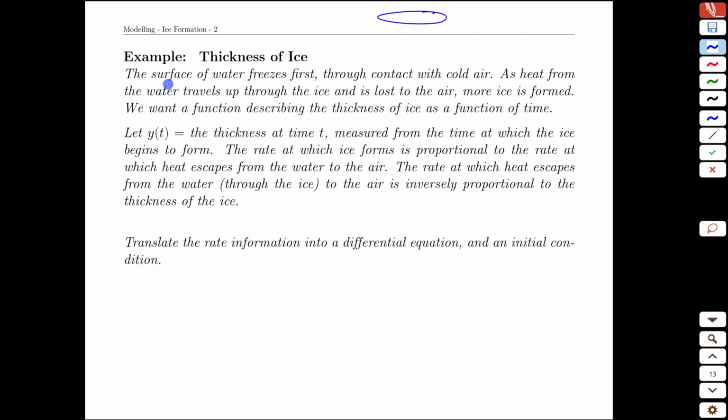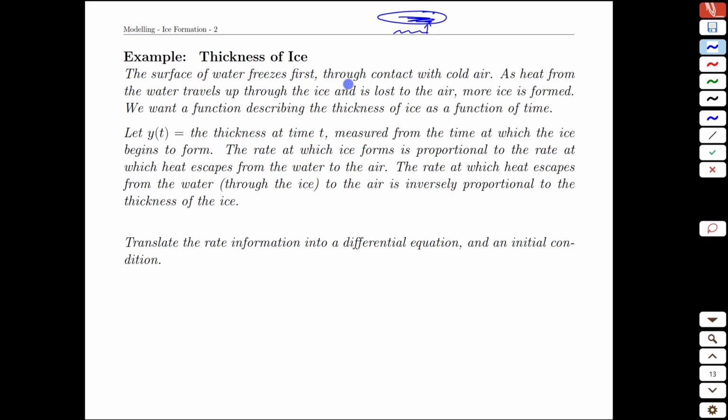What we know about water freezing into ice is that the surface freezes first, and that's because it's losing heat to the cold air, changing state. Then as the heat travels through the ice, the water underneath carries some heat, and that also wants to escape, or flow, to the cold air. However, the ice that's already formed acts as a barrier, it acts as an insulator. And so we can lose more heat, but the more ice there is, the slower that heat is going to radiate out. What that'll lead us to is a model for y of t, the thickness of the ice over time.